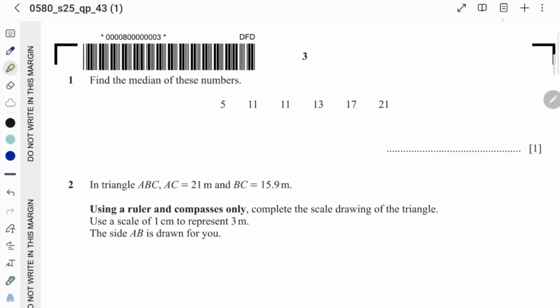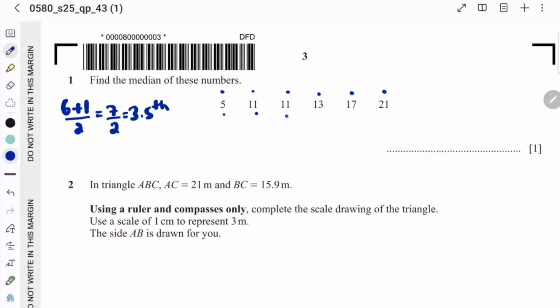Question number 1: find the median of these numbers. The numbers are 5, 11, 11, 13, 17 and 22. We have to arrange them in order. They are already arranged in order: 5, 11, 11, 13, 17 and 22. If it's not, then you have to arrange it in order. There are 6 numbers, so the (n plus 1) upon 2th value is the median. n is 6, plus 1 upon 2 means 7 upon 2 means the 3.5th value is your median.